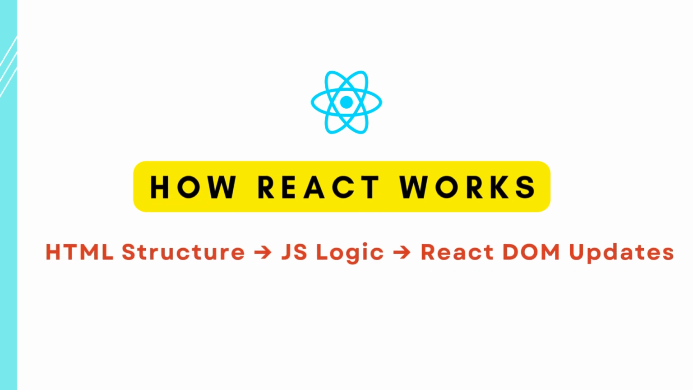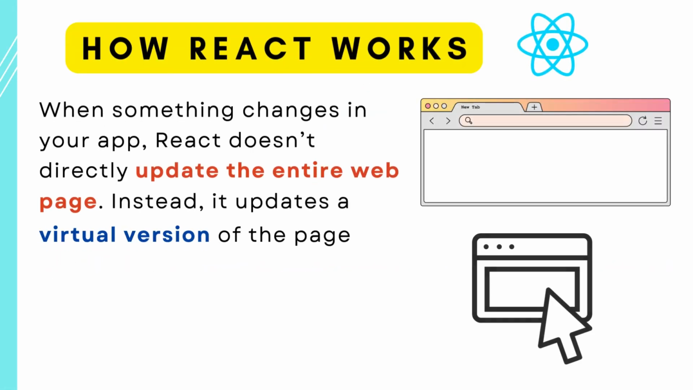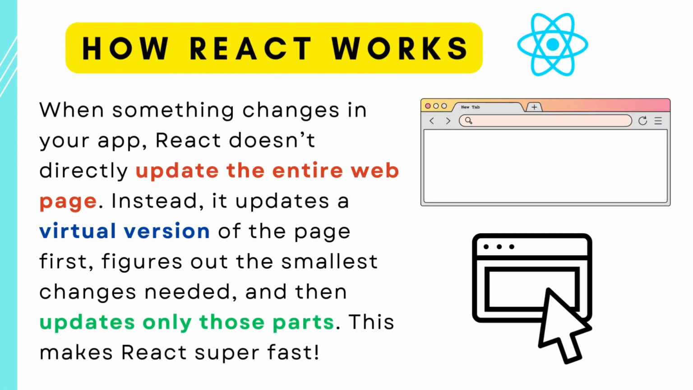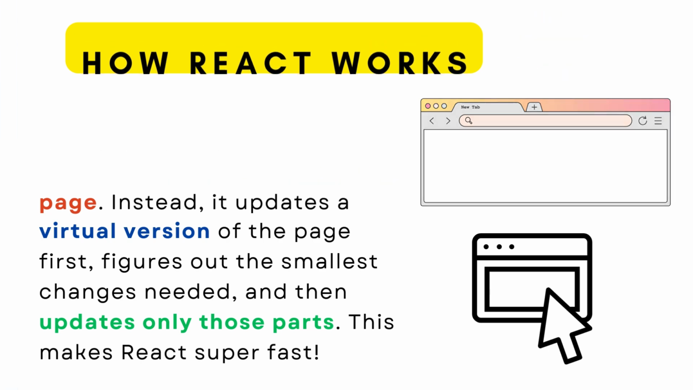How React works. HTML structure, JavaScript logic, React DOM updates. When something changes in your app, React doesn't directly update the entire web page. Instead, it updates a virtual version of the page first, figures out the smallest changes needed, and then updates only those parts. This makes React super fast.